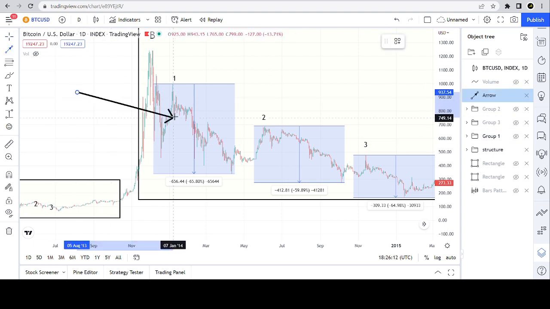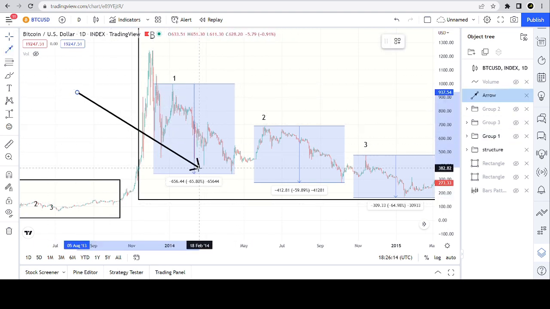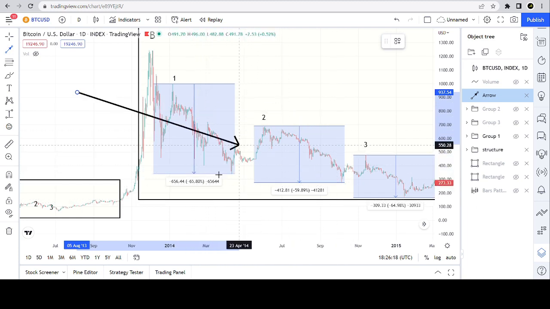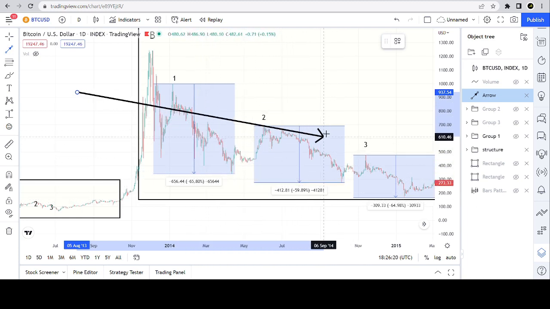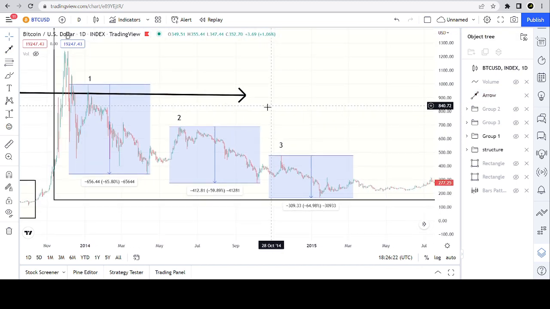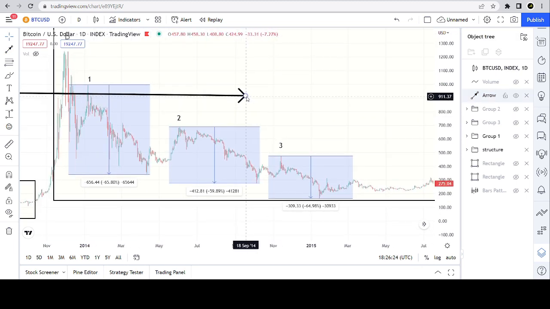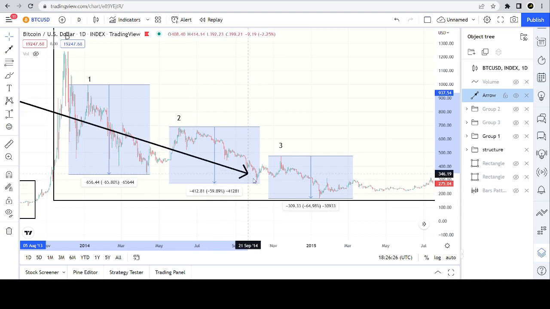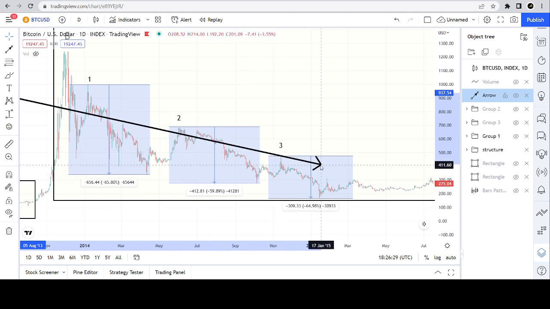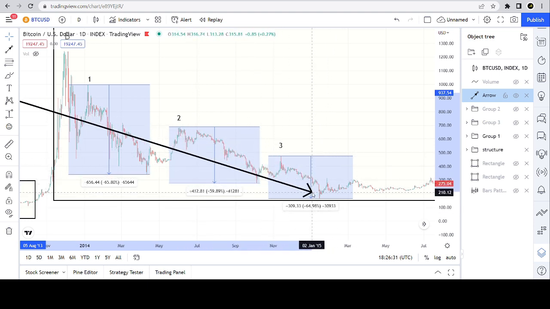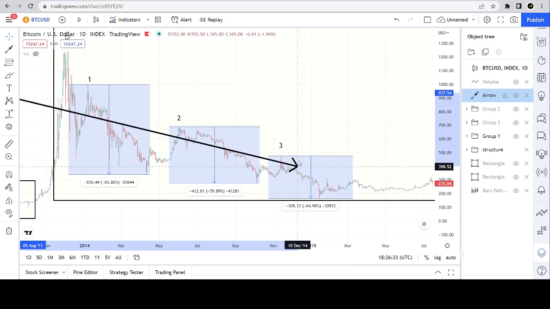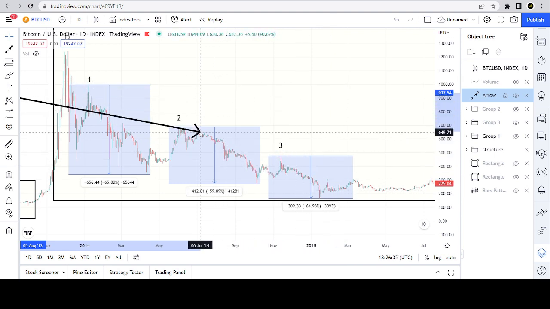Let's examine the correction that takes place after this one, which is in 2013. So here, the first wave, the decline was 65.80%. The middle wave, the second wave, was 59.89%. And these percentages could be a little off here and there, but for the most part, they're accurate. And the final third wave was a 64.98% decline. So again, the smallest decline was wave 2.